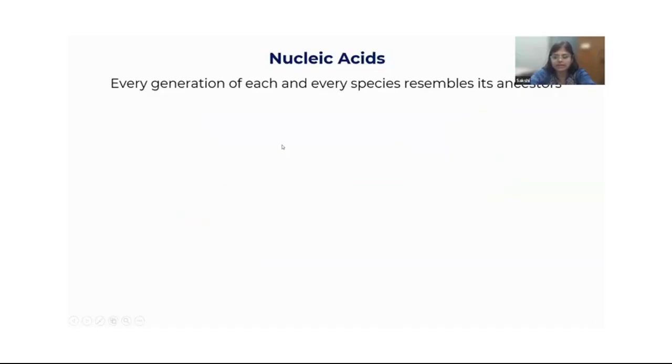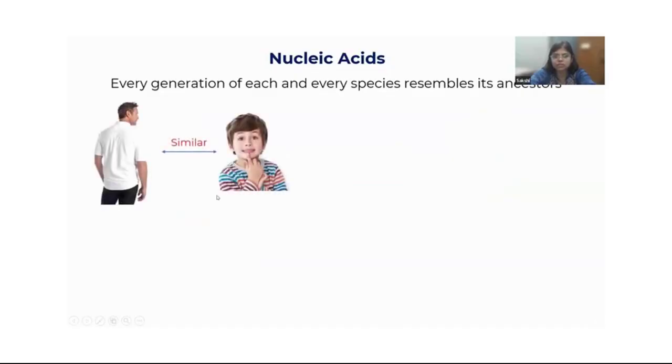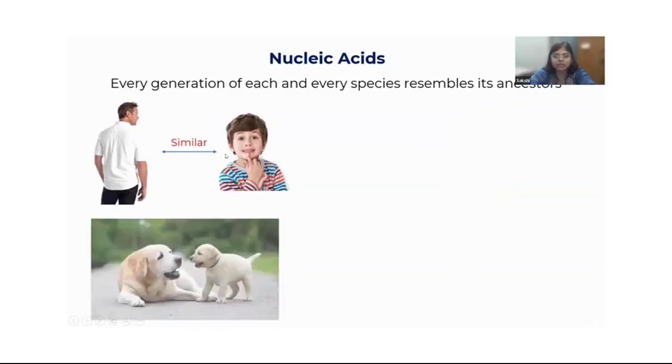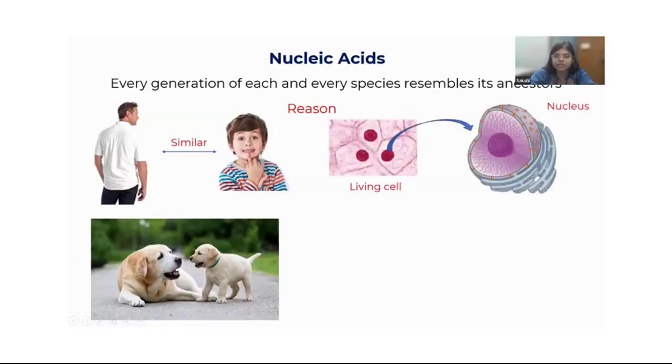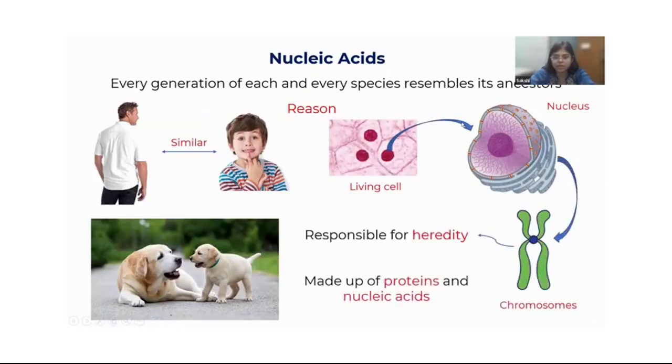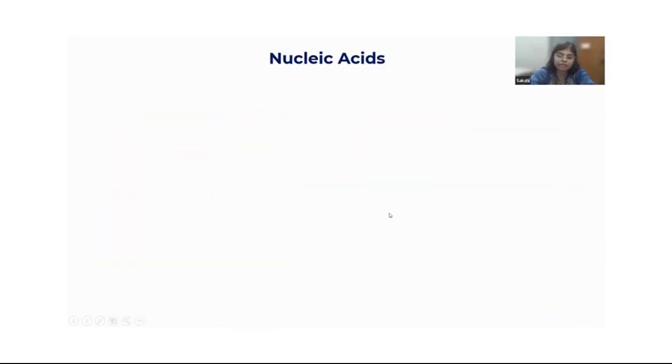Next is nucleic acids. What are nucleic acids? Let us understand. Basically here we're going to talk about genes. A father and a child look very similar. Again, a dog's child and the dog's mother both look similar. Why? Because of the genes that are being transferred. These genes, which are present in chromosomes, are responsible for heredity, and they are made up of proteins and nucleic acids.